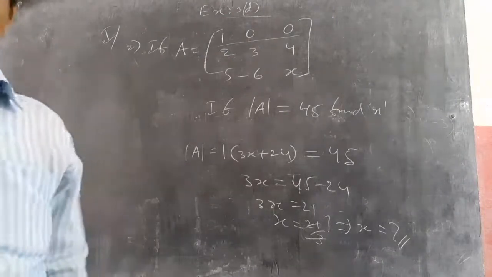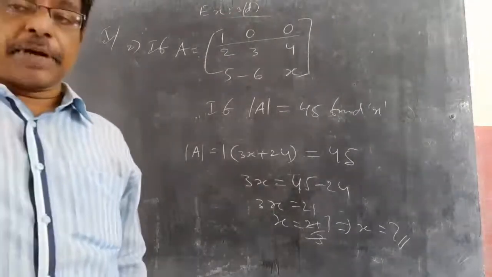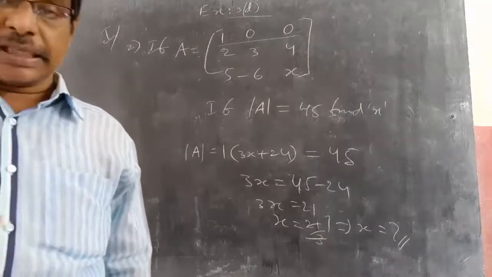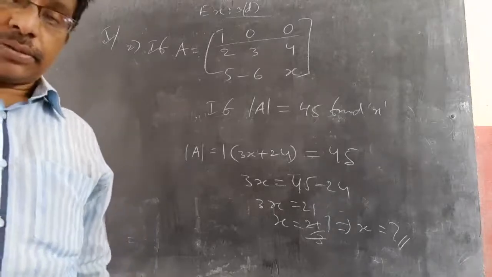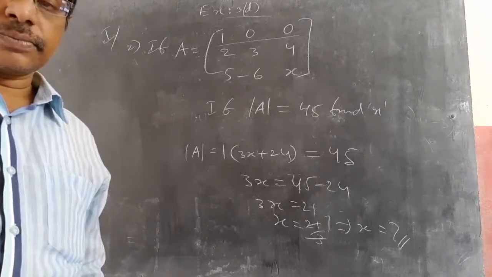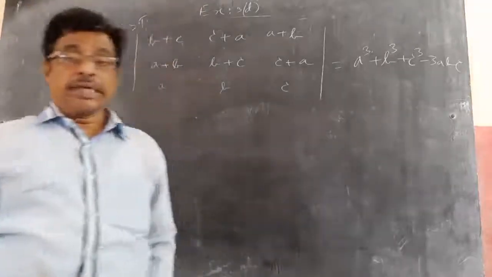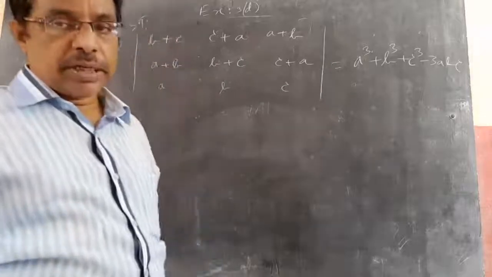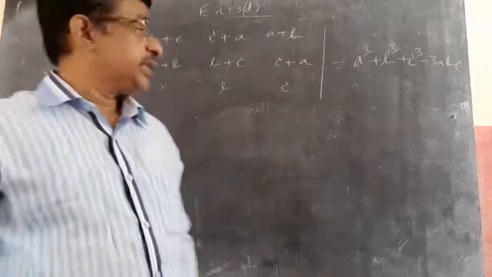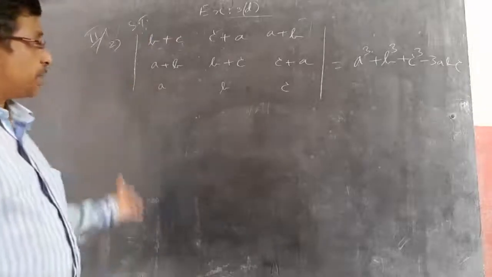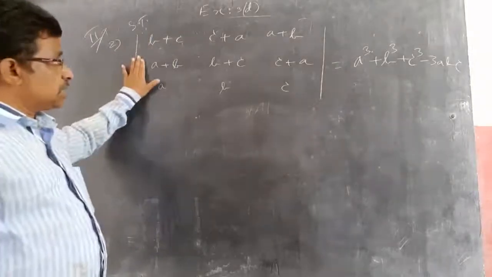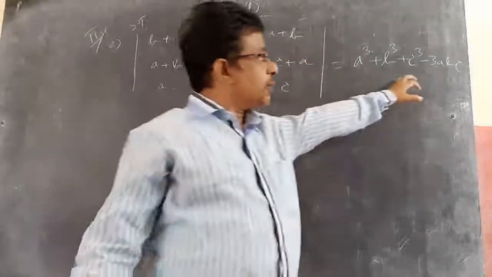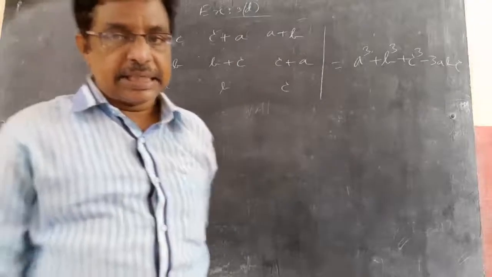Now we will discuss 7 markers, how to apply the properties. At least 4 or 5 sums we will discuss, then you will get an idea how to apply the properties. Now we will discuss some 7 markers which are not there for this year but very important for objective and for doing remaining sums also, you need these determinant properties. So how to apply the properties we will see. Here, show that the determinant of B plus C, C plus A, A plus B, A plus B, B plus C, C plus A, A B C equals AQ plus BQ plus CQ minus 3ABC is asked to prove.